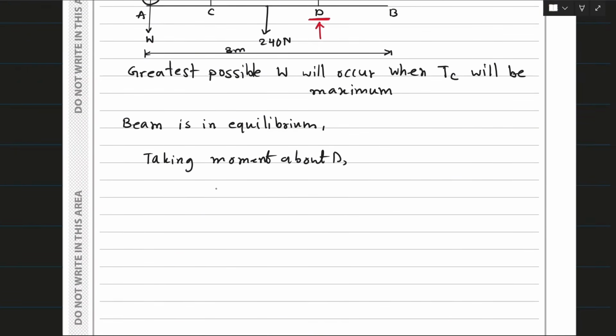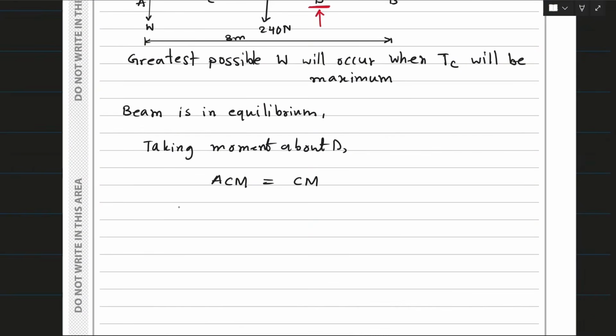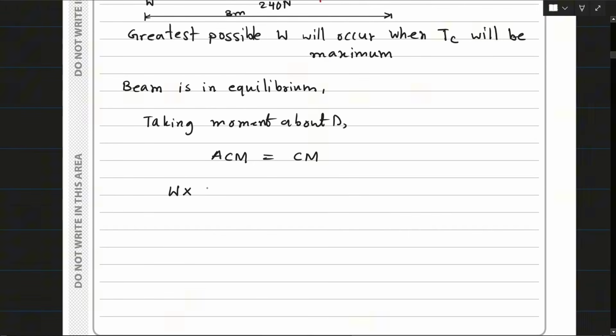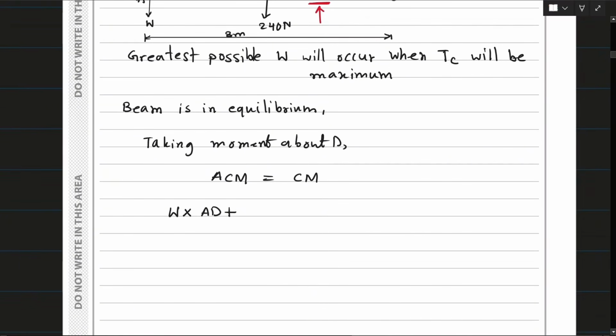So again, the total anti-clockwise moment is equal to the total clockwise moment. The anti-clockwise moment here will be due to the weight of the beam and the package. So we have W into AD, and we have 240 into 4 minus X.